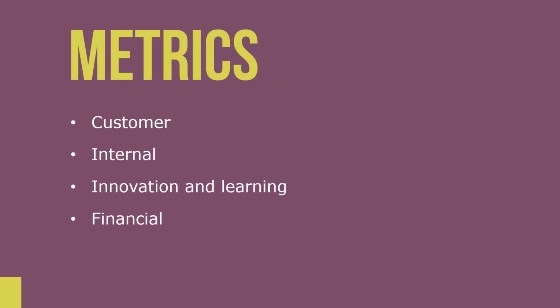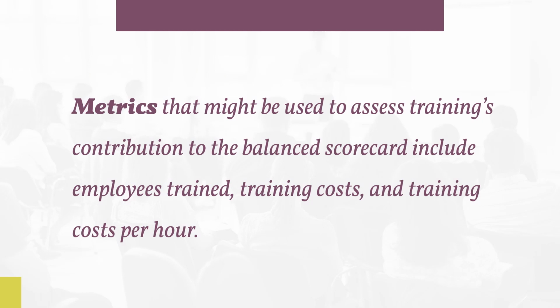The 4 perspectives and examples of metrics used to measure them include customer, like time, quality, performance, service, and cost; internal, processes that influence customer satisfaction; innovation and learning, operating efficiency, employee satisfaction, continuous improvement, and so on; and finally, financial, including profitability, growth, and shareholder value. Metrics that might be used to assess training's contribution to the balanced scorecard include employees trained, training cost, and training cost per hour.